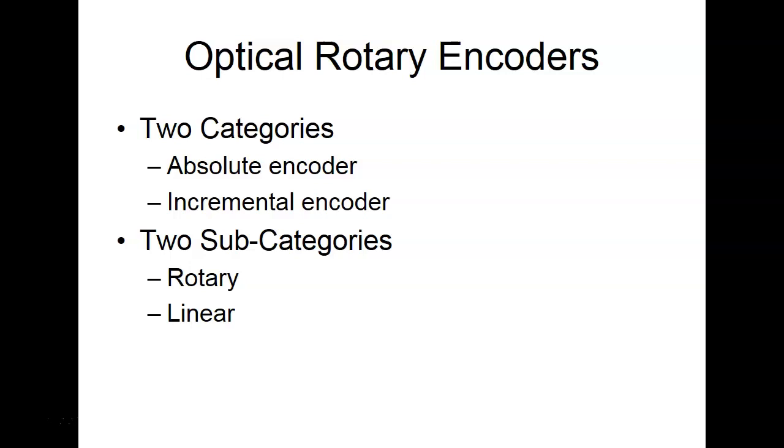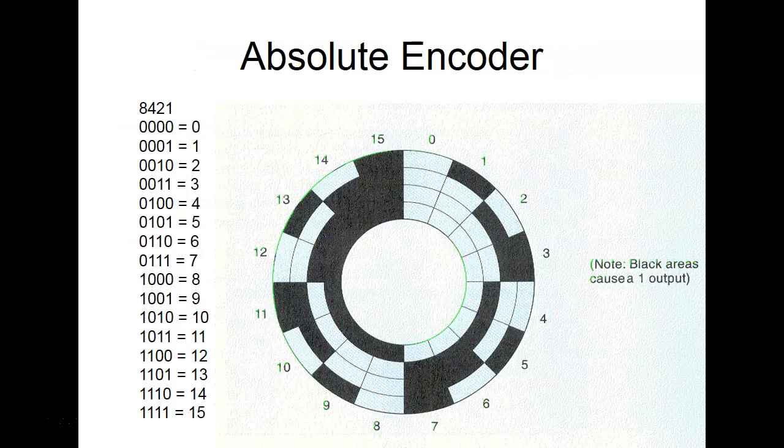Two categories of optical rotary encoders. We have what we call absolute, and we have an incremental, and we're still in position sensors. In the subcategories, they could be rotary or they could be linear. So this is an absolute encoder. What we normally have is these things are usually made out of metal, and they'll have slots cut into them, or they're usually made out of plastic, and then they use what we call light emitting diodes.